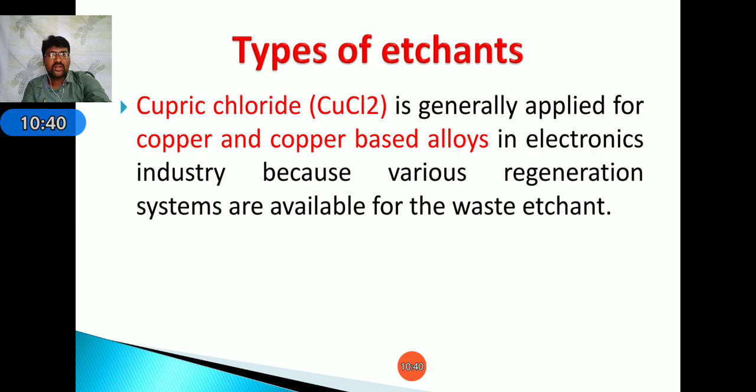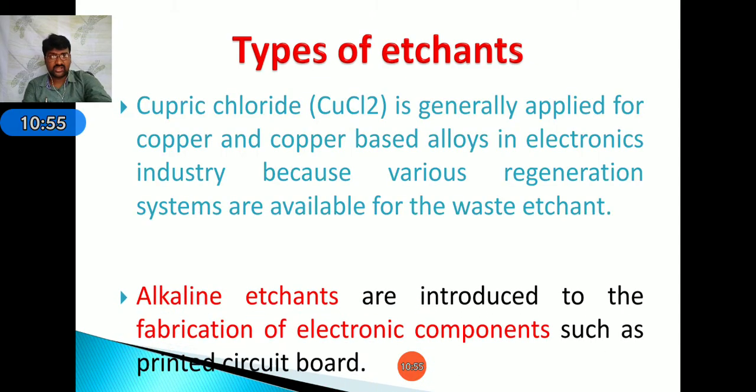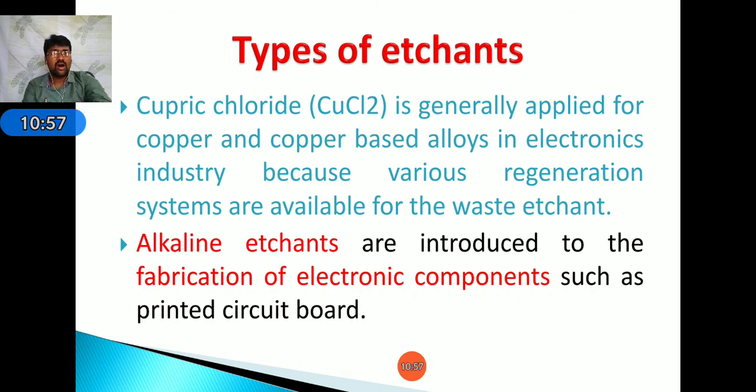Next, cupric chloride, that is CuCl2, is generally applied for copper and copper based alloys in the electronic industry because various regeneration systems are available for waste etchants. Next, alkaline etchants are introduced to the fabrication of electronic components such as printed circuit boards.